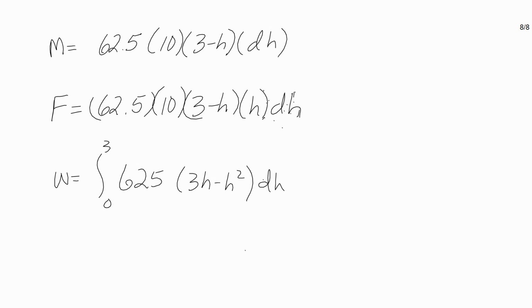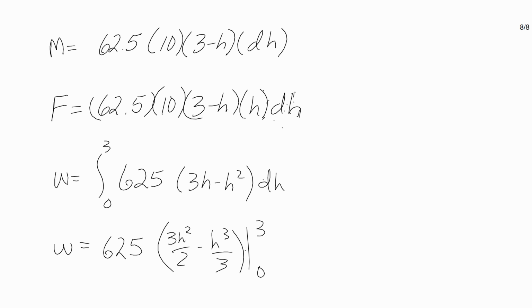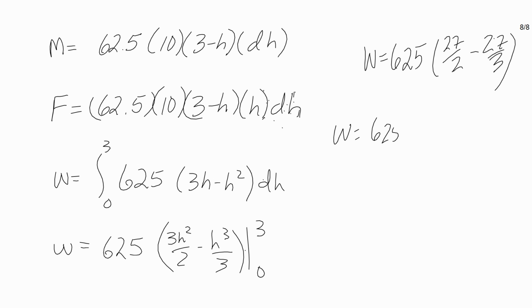All right, so what did y'all get? Let's see. W is equal to 625, and that's going to be 3h squared over 2 minus h cubed over 3, evaluated at 0 and 3. I'll do 0 for y'all, and that would be 625. And 3 squared is 9, so 27 halves minus 27 thirds. W equals 625 times 27 over 6. Is this 27 over 6? Yes, sir, 27 over 6.